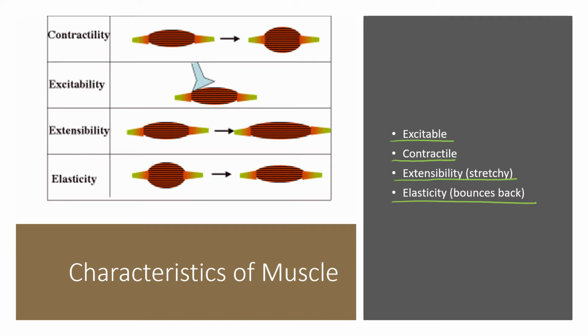Excitable refers to being capable of being electrically induced. Neurons are going to fire, and that electrochemical signal is going to be received by a muscle cell, which is stimulated to contract. So in another way, you can say it's stimulatable.